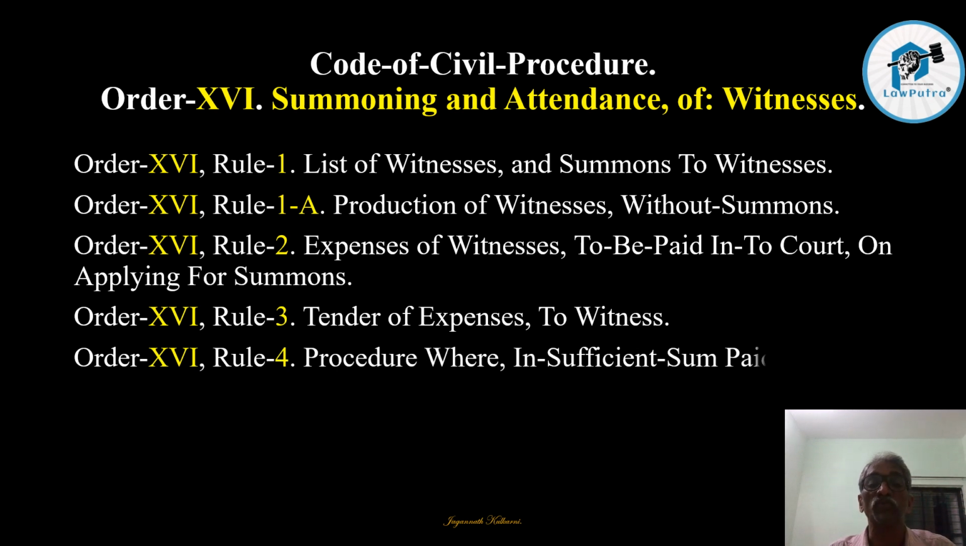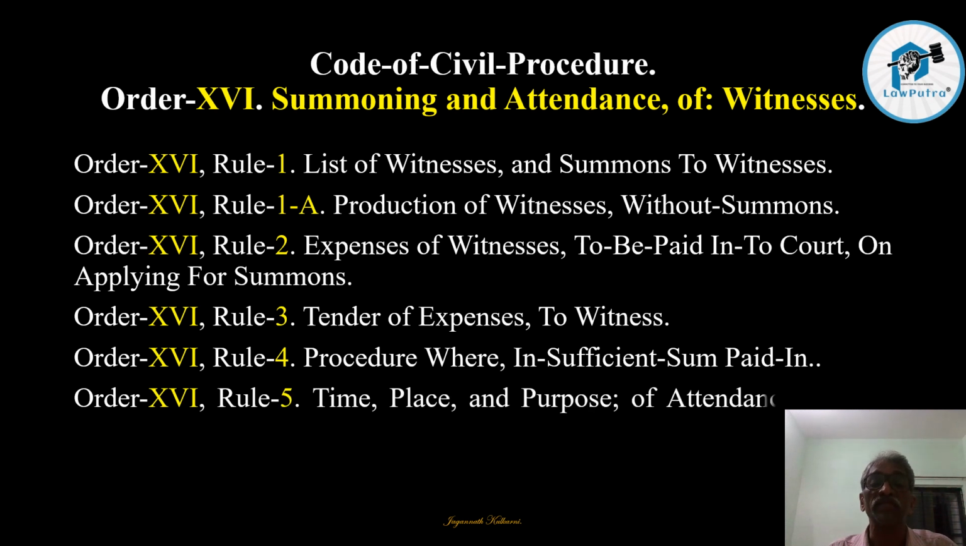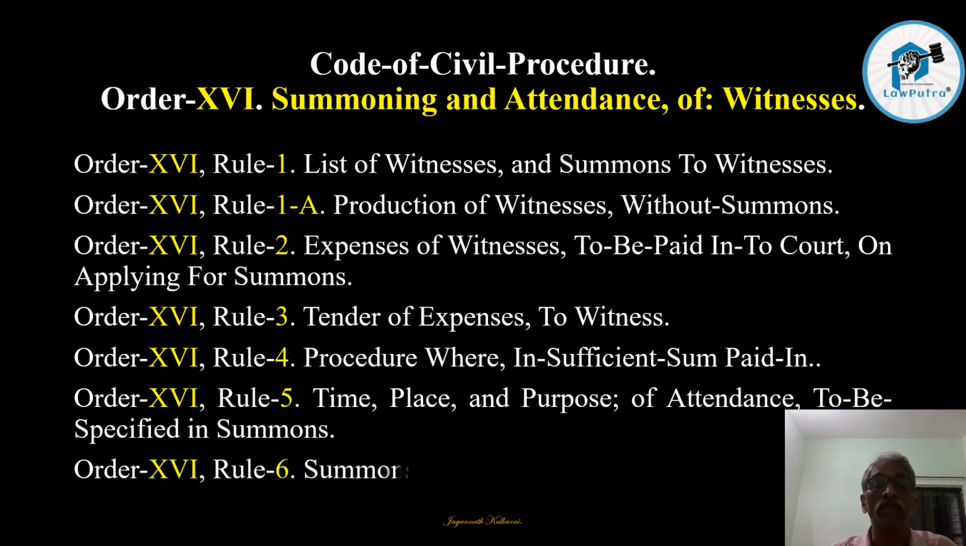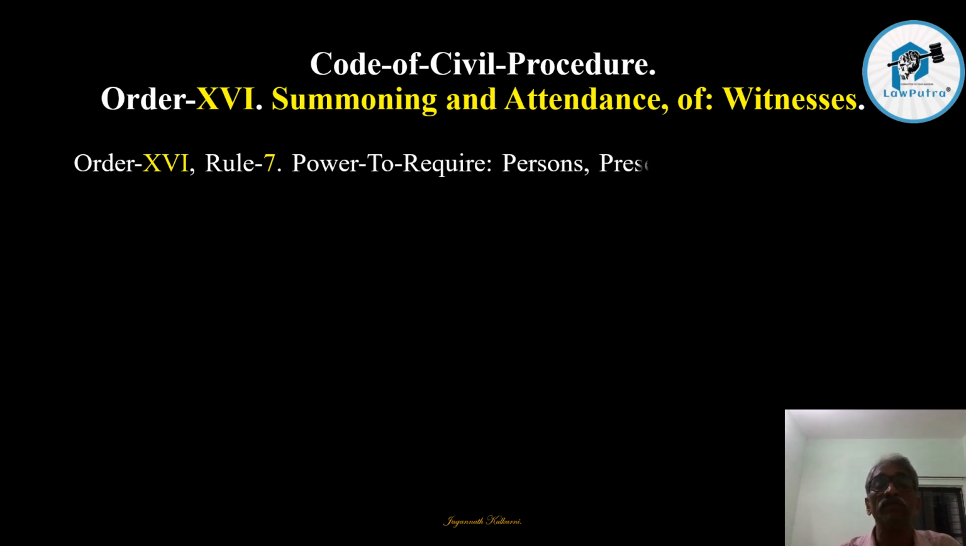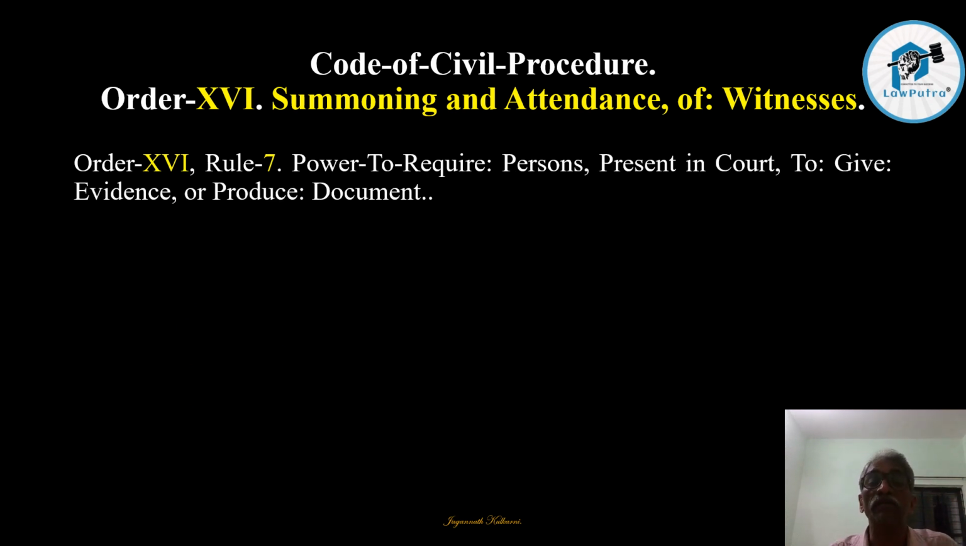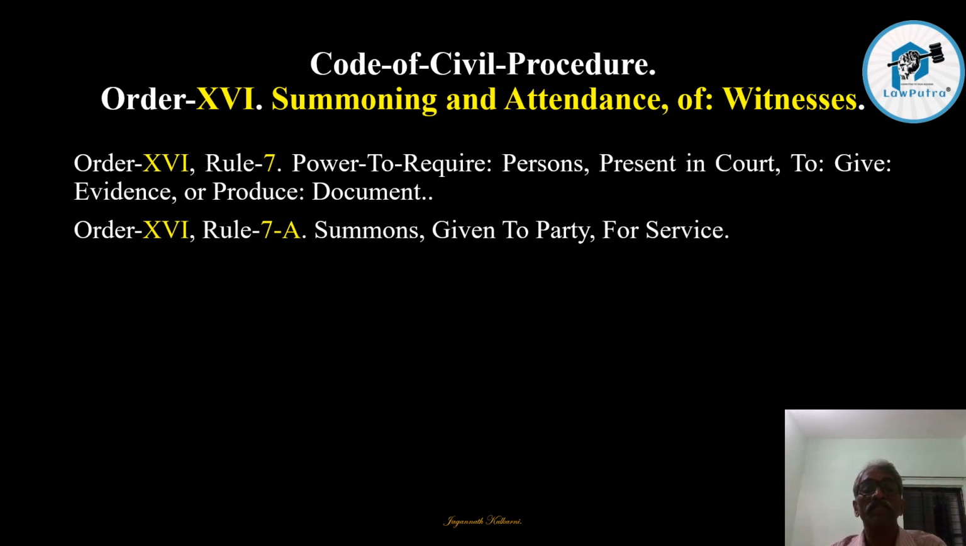Then Rule 4 talks about procedure where an insufficient sum is paid in. Then Rule 5 says time, place and purpose of attendance to be specified in summons. It is required to be given in the summons. Then Rule 6 is summons to produce document. Now Rule 7 talks about power to require persons present in court to give evidence or produce document. Then Rule 7A, which is again subsequently added, is about summons given to party for service.